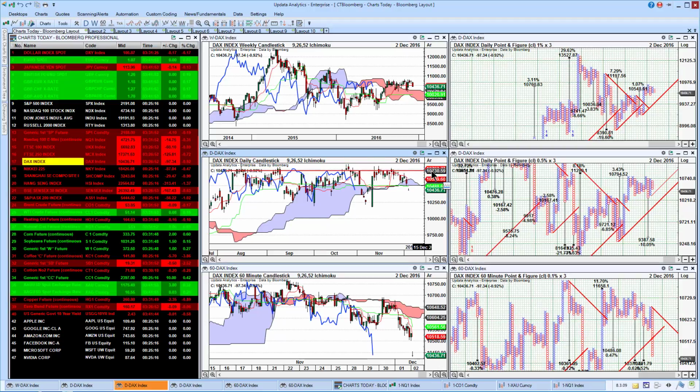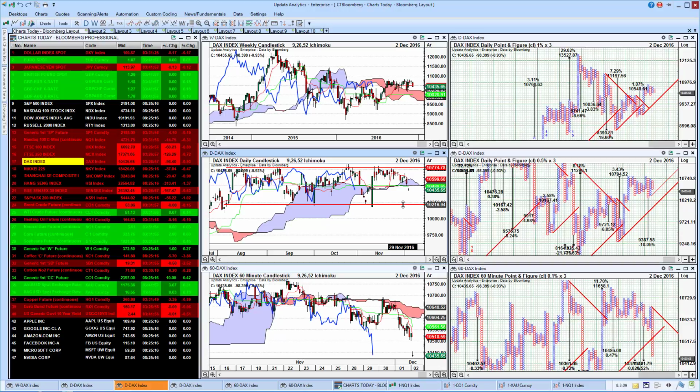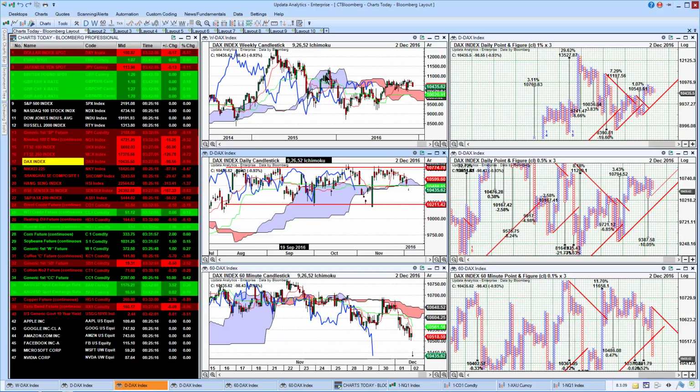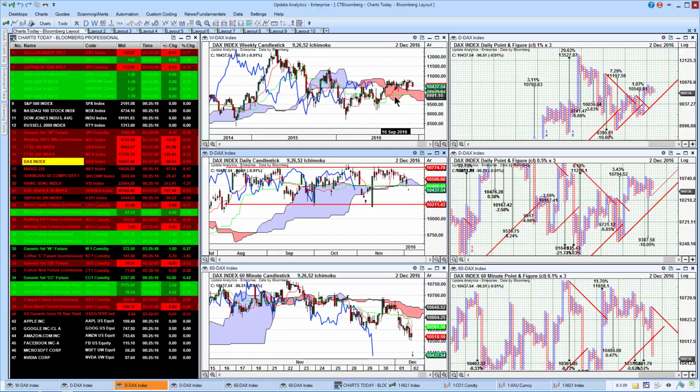Until we break that level, it's really hard to see where the DAX goes. And if we just look at the range, we can see here this 10.2, 10.7, this 500-point range is really quite key. Break below that, and suddenly the DAX doesn't look so good. Just haven't managed to break on the weekly cloud, so still long-term bearish.